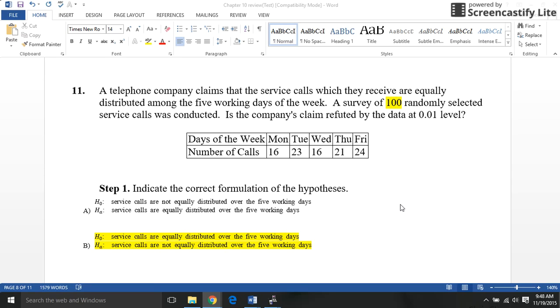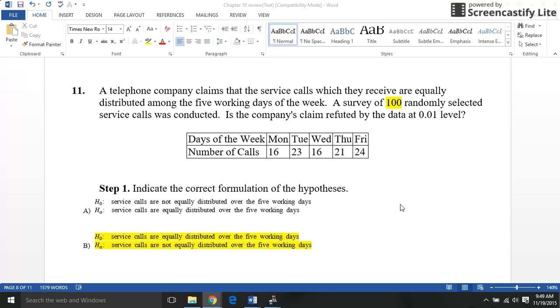A telephone company claims the service calls which are received are equally distributed among 5 working days of the week. A survey of 100 randomly selected service calls was conducted. Is the company's claim refuted by data at 0.01 level? So what we see here is we have categories, which are days of the week, and we have the number of calls they received. So the company believes that they are equally distributed in five days.